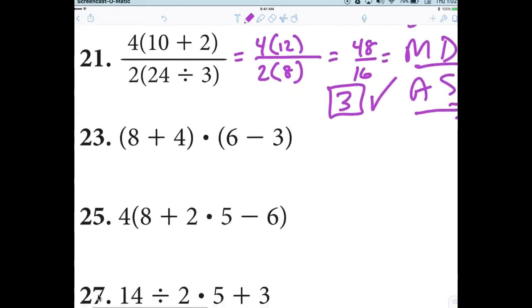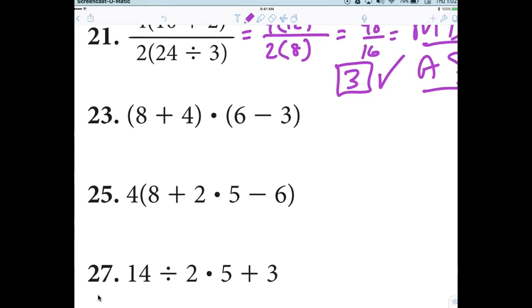Now, the next one should be relatively easy. Tell me your first name again. Jack. Thank you, Jack. Go 23. You first do 8 plus 4, which is 12. And then you do 6 minus 3, which is 3. So 12 times 3 is 36. Couldn't have said it better myself. Good job, Jack.